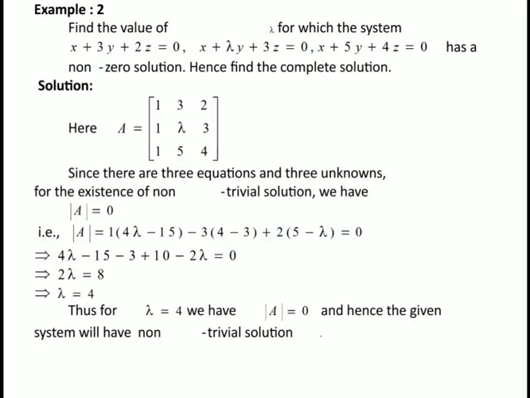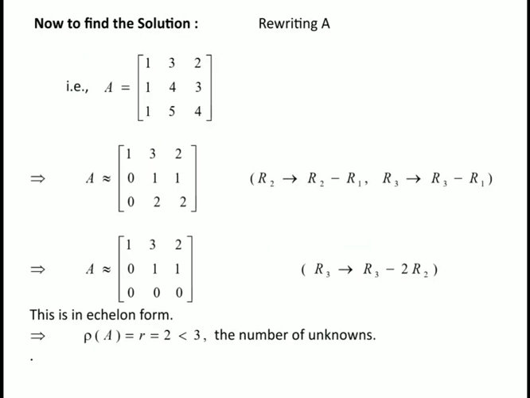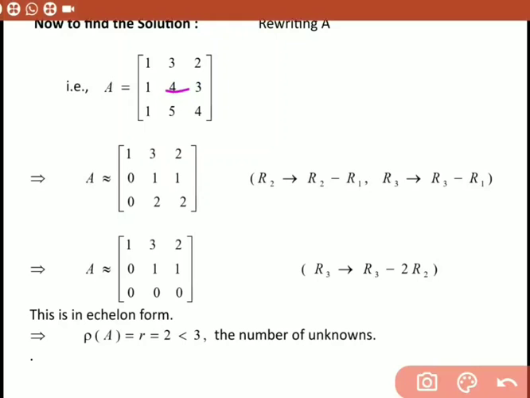So, next, we put lambda equals 4. Now, to find the solution, we rewrite the system of equations, that is, rewrite the matrix A, substituting the value of lambda, which is 4. This is equivalent to the following: you have to use row operations, that is, reduce this matrix into echelon form. You have studied this in previous sessions, I think. We have to make these elements 0.